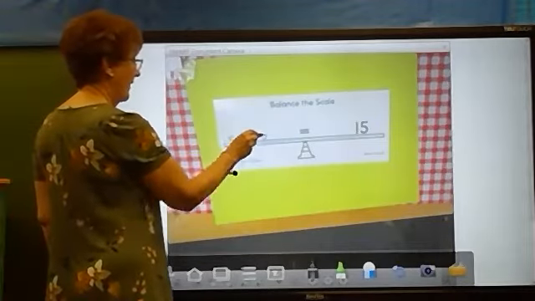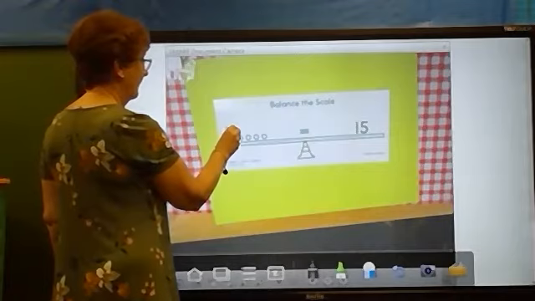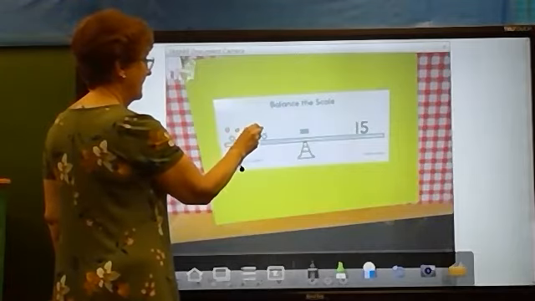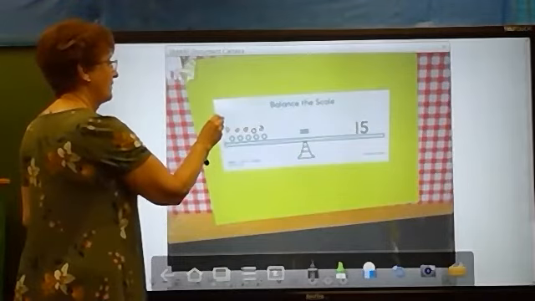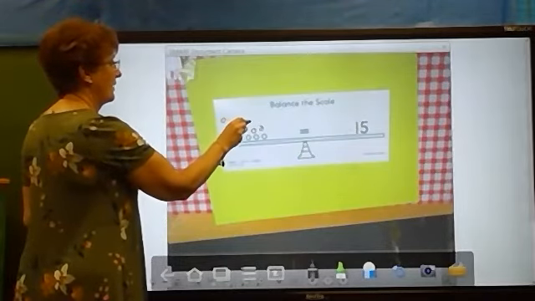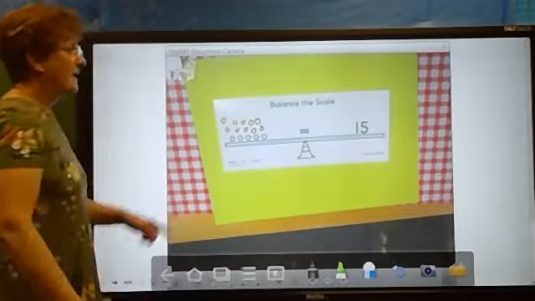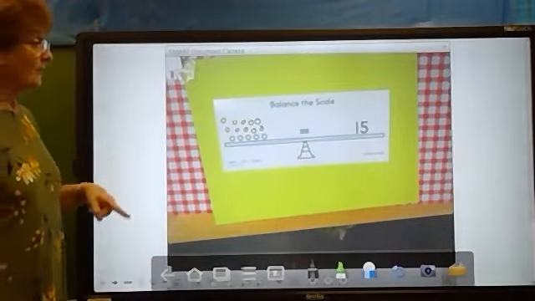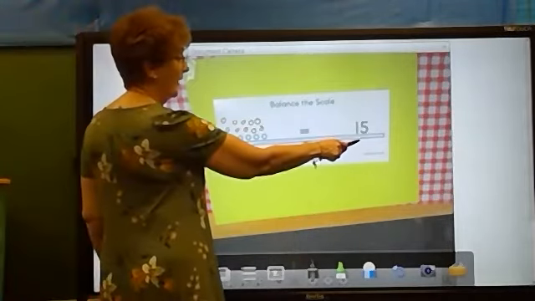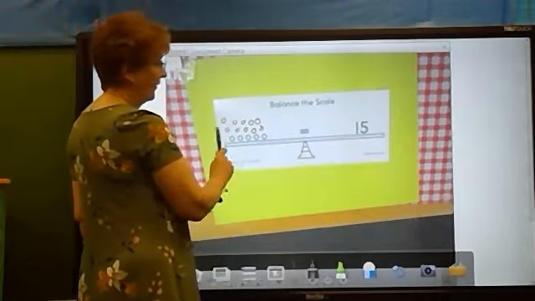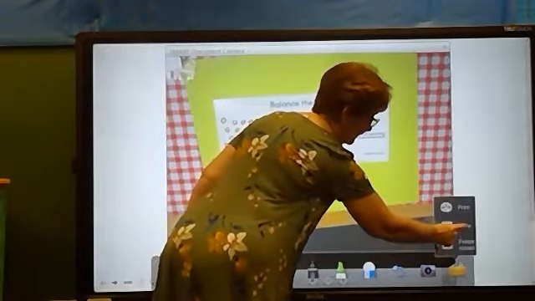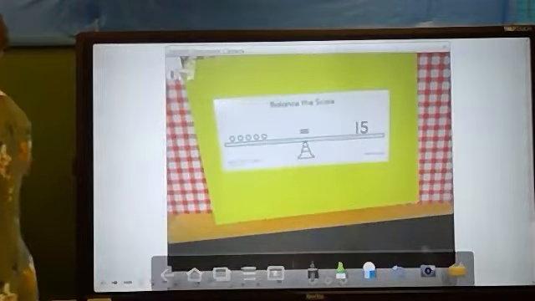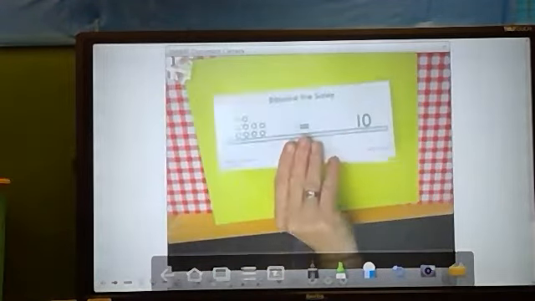Okay, so that's 5, 6, 7, 8, 9, 10. How many more do I need? You're right, 11, 12, 13, 14, 15. Now my scale is balanced because what is on this side of the equal sign is the same as what is on the other side of the equal sign. Okay, let's try another one.